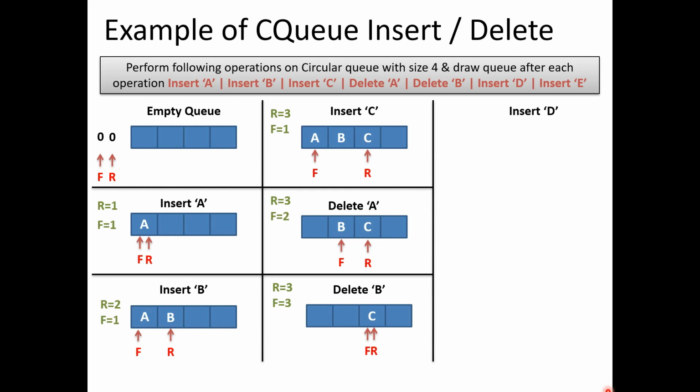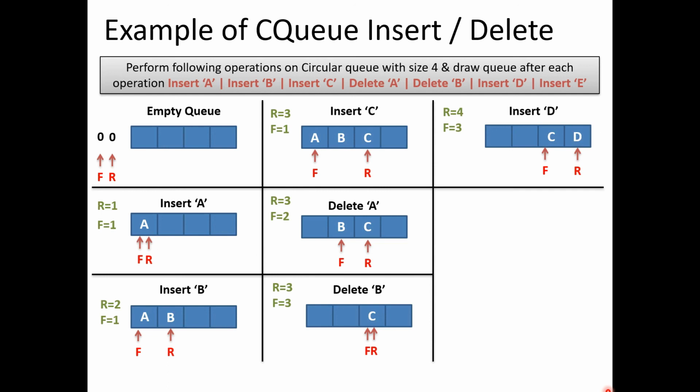Now insert D. Again if we want to insert an element, then we insert the element at the rear. So our rear is incremented by 1 and we insert element D where our rear points. So now R is equal to 4 and F is equal to 3.